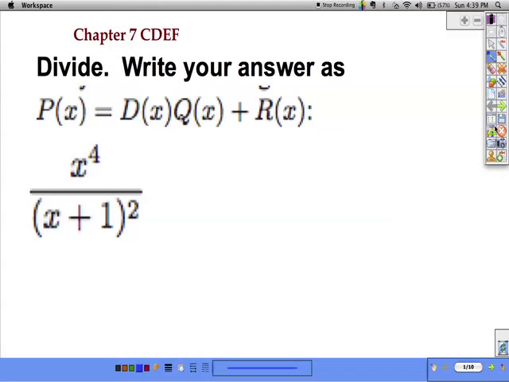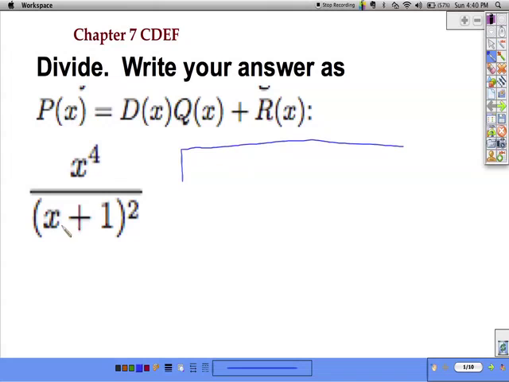The next part of Chapter 7 will look at polynomials, dividing them, remainders, factoring, zeros, all of these concepts that you're going to find are intertwined when talking about polynomials. So here we're dividing, and we want the answer written a specific way. We want the polynomial equal to the divisor times the quotient plus the remainder.